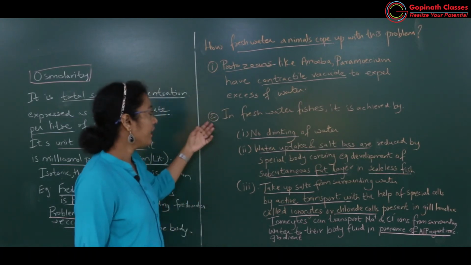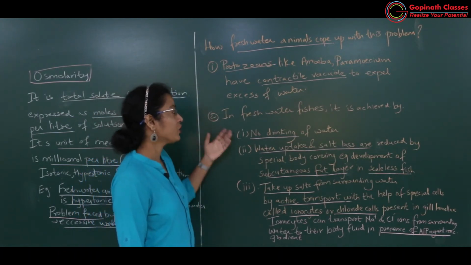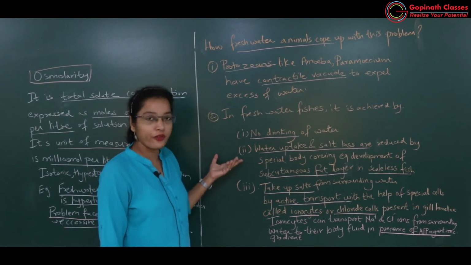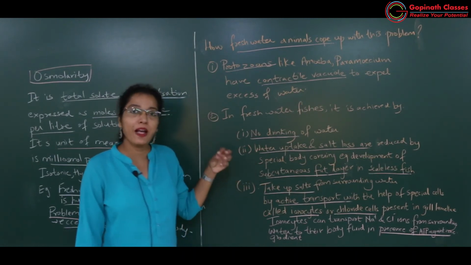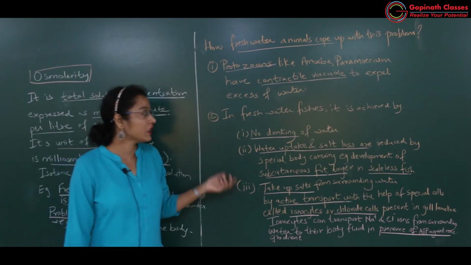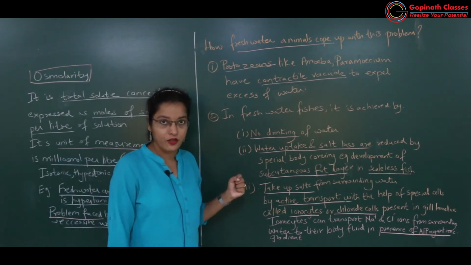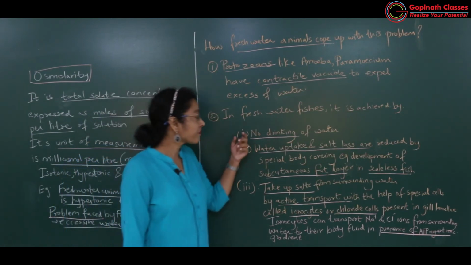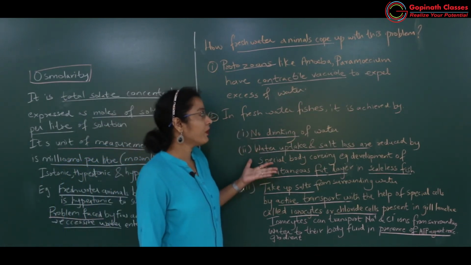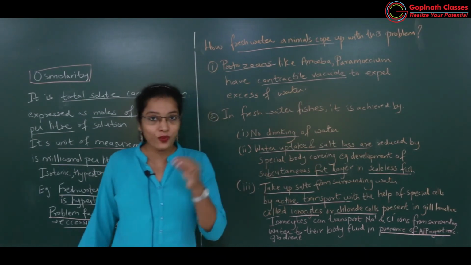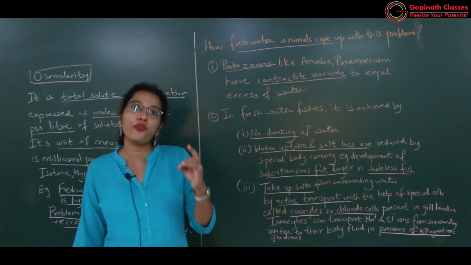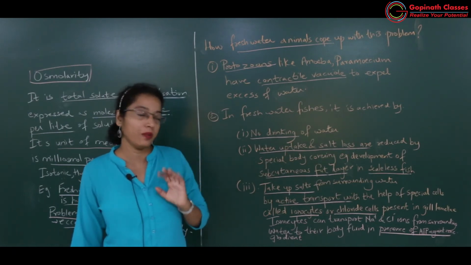Okay. Then freshwater fishes, you know there are many freshwater fishes, such as mackerel and pomfret. These are all freshwater fishes. Bony fishes are the freshwater fishes. So how do they cope up with this problem, excessive entry of water and excessive loss of ions or salts from the body?